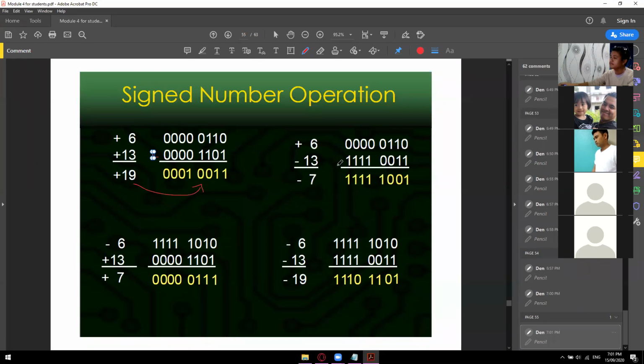Okay. And then for negative 13, ito yung pinaka nakuha niyang sagot. So ang gawin nyo, kunin nyo muna yung positive representation and then 2's complement and then plus 1 and then do the math and then you will get this one. 1, 1, 1, 1, 0, 0, 1, 1. Okay. And then add nyo lang to and then you will get this one.